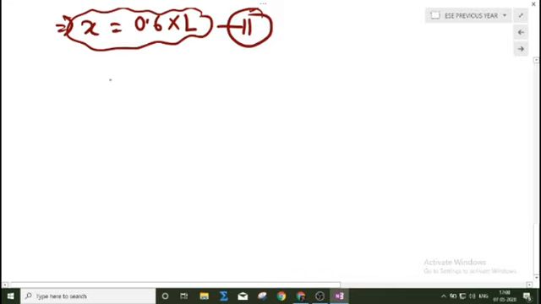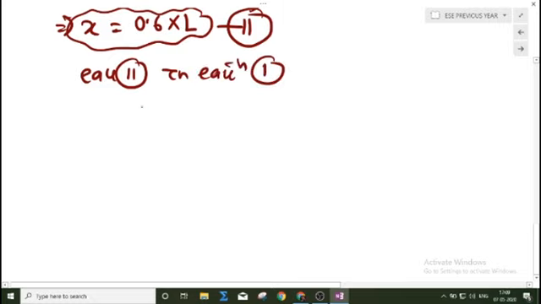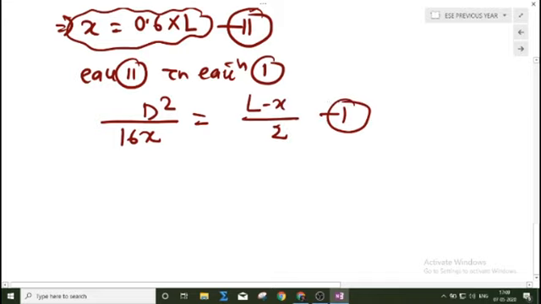Now if you put the equation 2 value, I am putting this equation 2 in this equation 1. So that is nothing but I got d square divided by 16x will be equal to L minus x by 2. This is my equation 1.